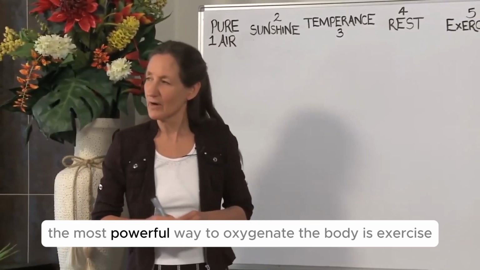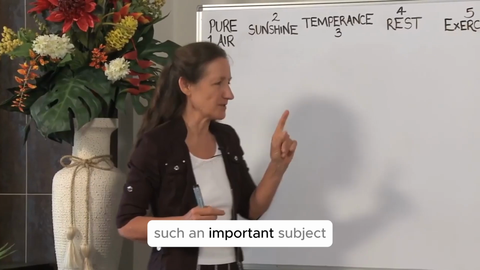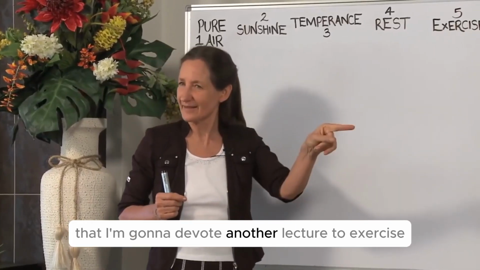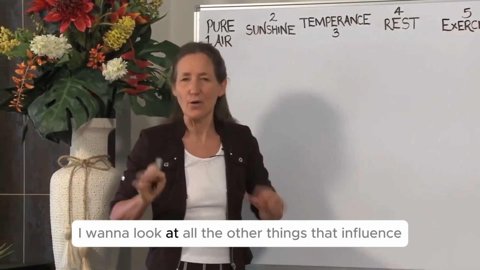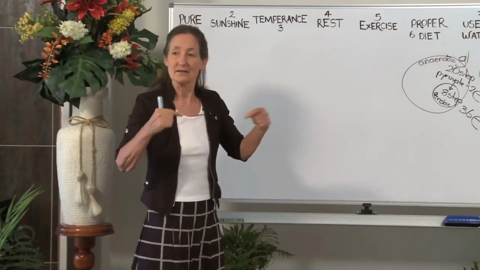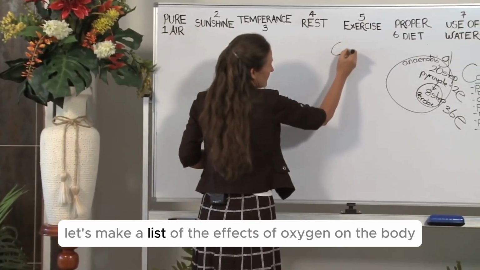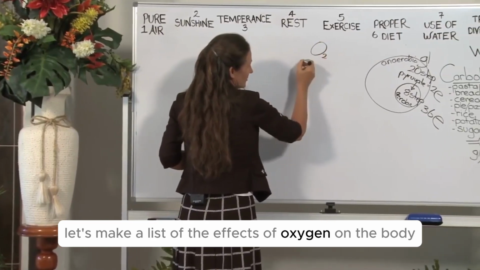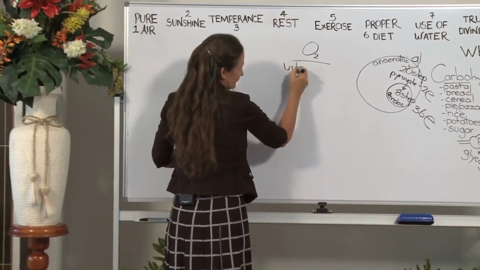The most powerful way to oxygenate the body is exercise. Such an important subject that I'm going to devote another lecture to exercise. But today I want to look at all the other things that influence oxygen going into our body. First of all, let's make a list of the effects of oxygen on the body. Oxygen vitalizes.